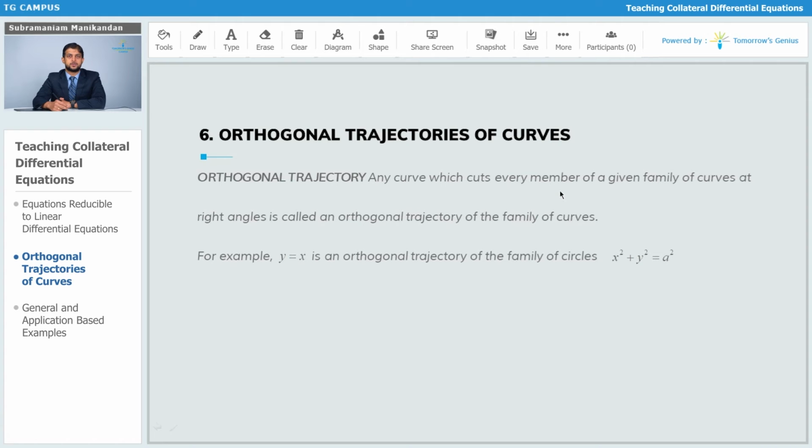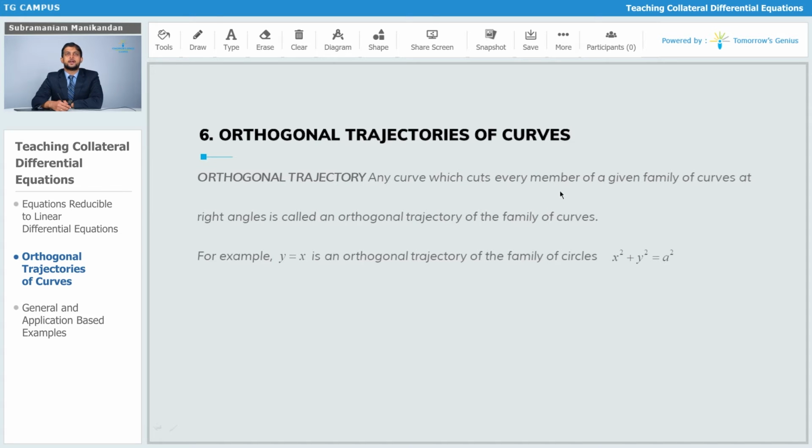Orthogonal trajectories. Orthogonal means a curve or a line which is perpendicular to a given curve. Trajectories, of course, are the paths of curves. So curves which are perpendicular to a given curve are called orthogonal trajectories. Let's look at what we mean by orthogonal trajectory in a more exact way. An orthogonal trajectory is any curve which cuts every member of a given family of curves at right angles.